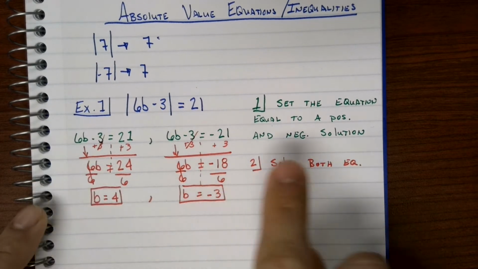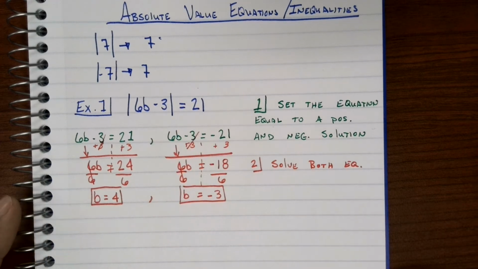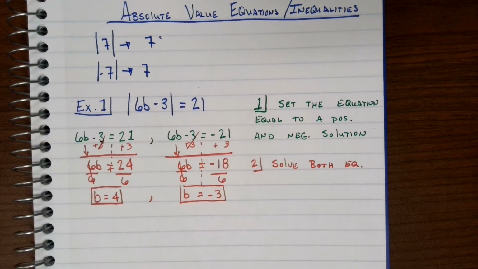That's because we have our absolute value, which means 21 and negative 21 could be a solution. So you're going to have to create two different equations, one on one side, one on the other.